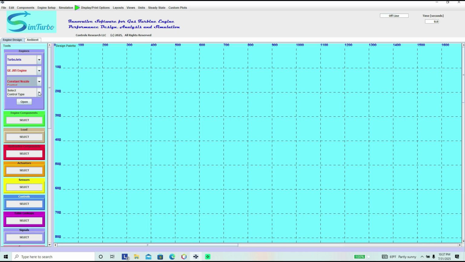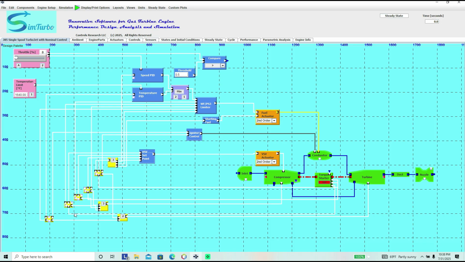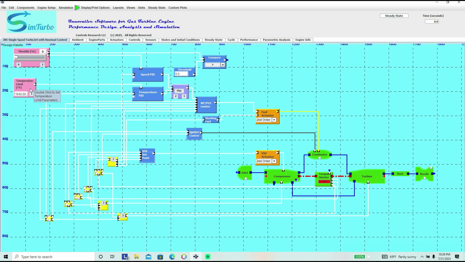And the control type that we'll select is a PID, or proportional integral derivative. And so here we see the entire system. And what it's made up of is the different components for the controls, sensors, set points, actuators, and the engine. Over here in the pink are the set points for the throttle and the temperature limit.